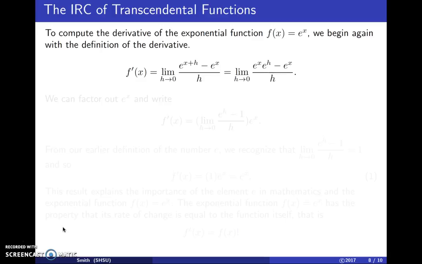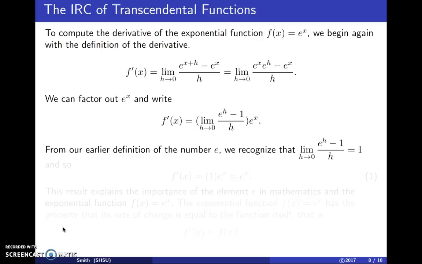over the run h. I can use properties of exponents to write e to the x plus h as e to the x times e to the h. We can factor out e to the x and write this expression. And then this limit, as h goes to 0, of e to the h minus 1 over h is something we've seen before. Earlier we demonstrated that it was equal to 1. And so the derivative of my function e to the x is just 1 times e to the x, or e to the x. The derivative of e to the x is e to the x.